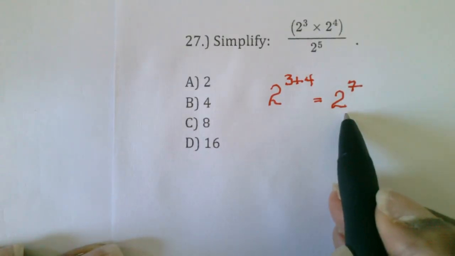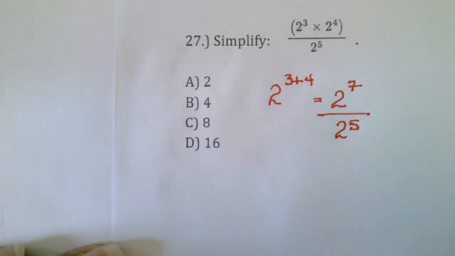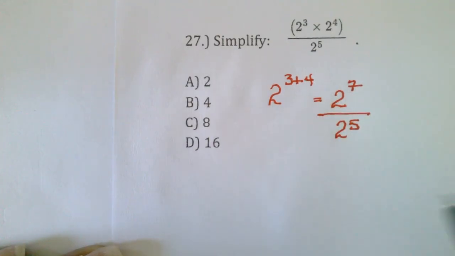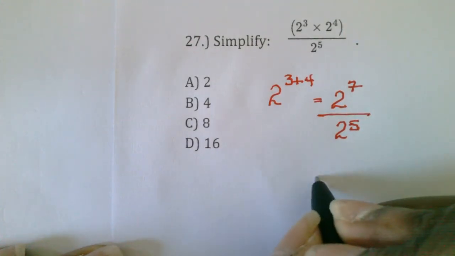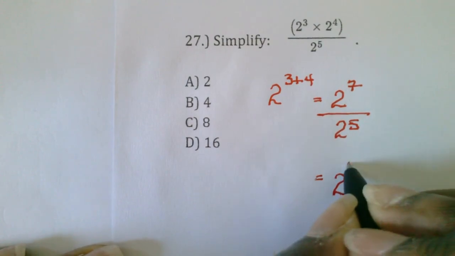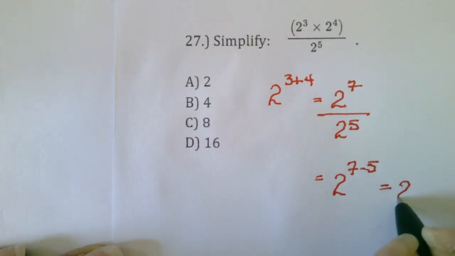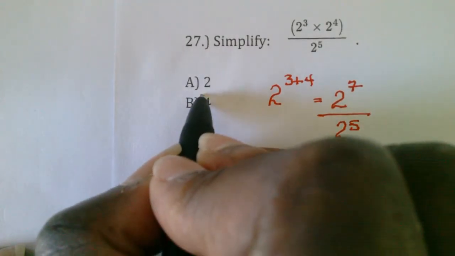Right? And this answer of 2 to the 7th is over 2 to the 5th. So this was dealing with the multiplication, you add the exponents. Now over here, when you divide, you subtract the exponents. So that means you actually have 2 raised to the 7 minus 5. And that will give you 2 squared. So now it's more manageable, right? 2 squared is the same as saying 2 times 2. That's where everyone was getting the 4.